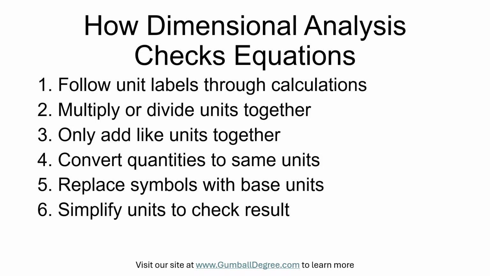When you multiply or divide quantities, you multiply or divide their unit labels the same way. And when you add or subtract, you can only combine quantities with the exact same unit labels. For example, if you add meters to seconds, the units will not match and the operation is invalid. But if you divide meters by seconds, you get meters per second, which is a new valid unit.